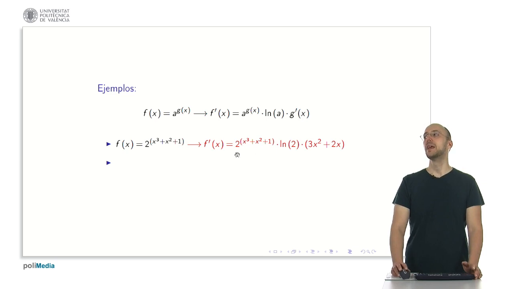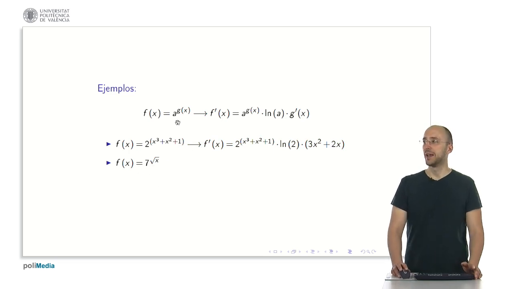As for the derivative of 1, which is a constant term, it is 0, so it doesn't need to be included in the result. This serves as an example for the derivative of a function in the form a raised to the power of g of x. Let's consider another example. 7 raised to the square root of x. Notice that in this case, a is 7, and g of x is the square root of x.